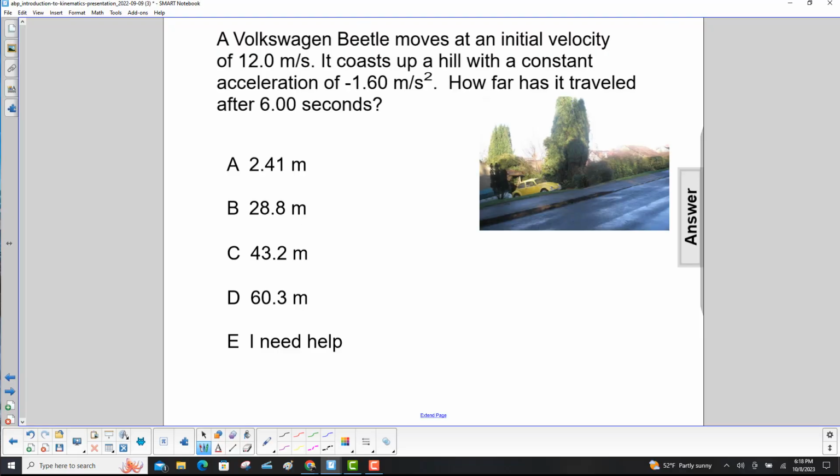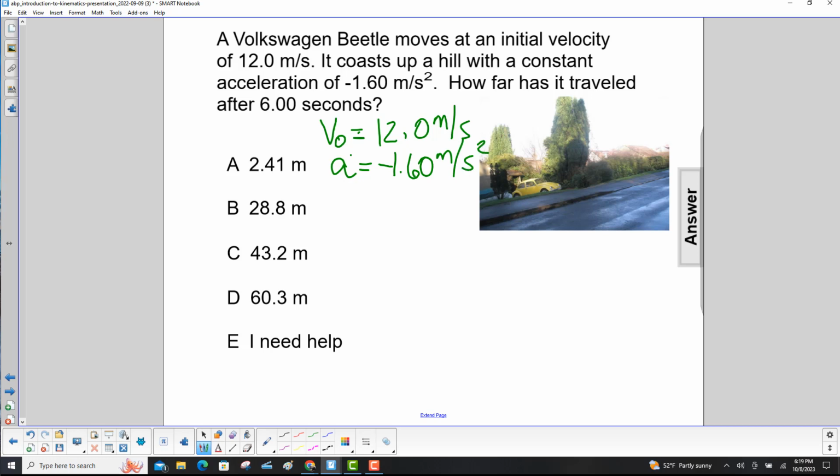A Volkswagen Beetle moves at an initial velocity of 12.0 meters per second. So, given, write that right up here, 12.0 meters per second. It coasts up a hill with a constant acceleration of negative 1.60 meters per second squared. So acceleration is minus 1.60 meters per second squared.